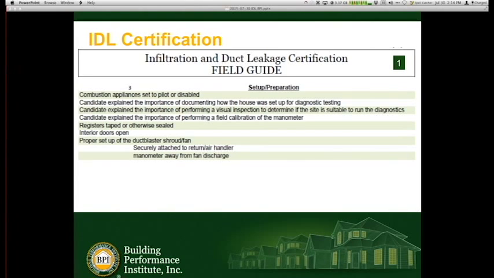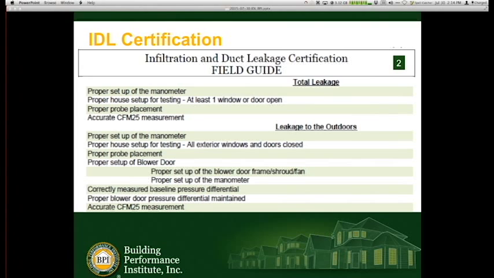These are the actual field guide criteria. So I want to know that you can, for example, set combustion appliances to pilot. Basically, if you go through this as a checklist, you'll be able to pass the exam and you can understand the simplicity of it. It doesn't really go into detail about how to technically run the blower door or a duct tester, or duct blaster, whichever you prefer.